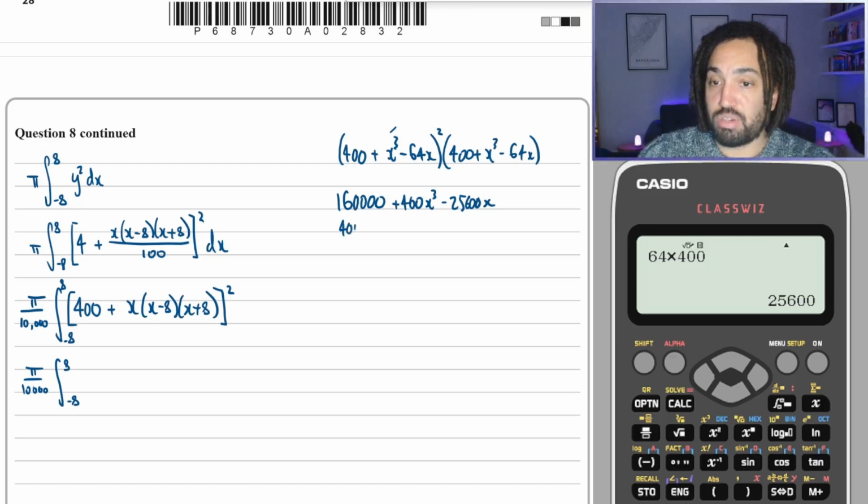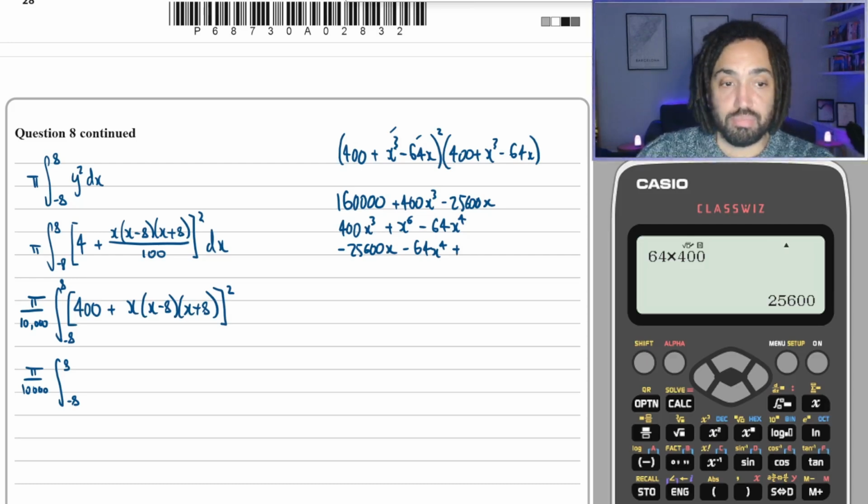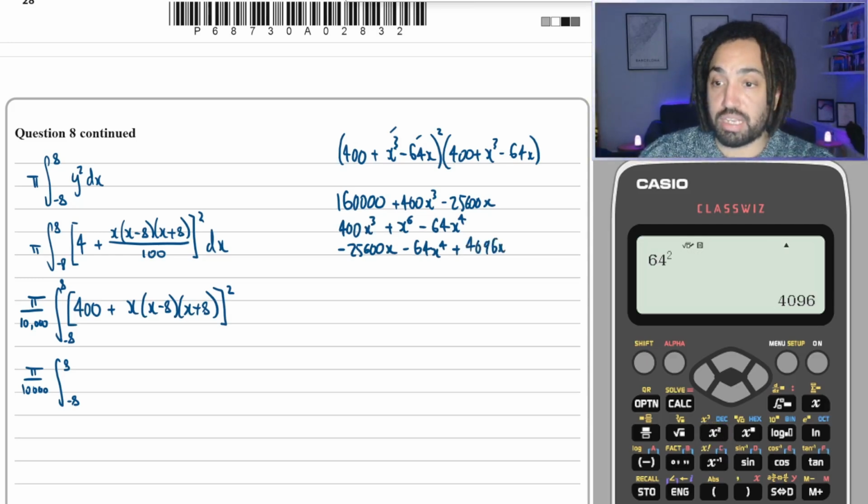So I'm going to get a 400 x cubed. I'm going to get an x to the 6, and I'm going to get a minus 64x to the 4. And then finally, timesing through by the minus 64x, I'm going to get another minus 25600x. I'm going to get a minus 64x to the 4, and I'm going to get a plus 64 squared x squared. So 4096x squared.